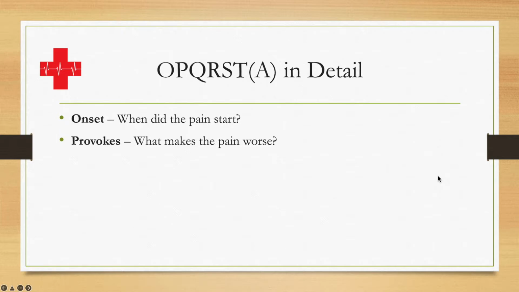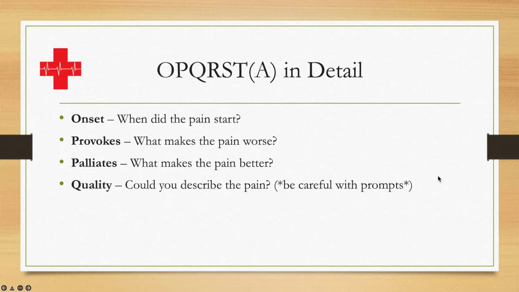Provokes, in other words, what provokes the pain? So what makes the pain worse? What makes your pain worse? And P is a two-parter, and then there comes Palliates as well. So that is what improves it. So what makes the pain better? Which may be rest, which may be ice, which may be a particular position, for example.